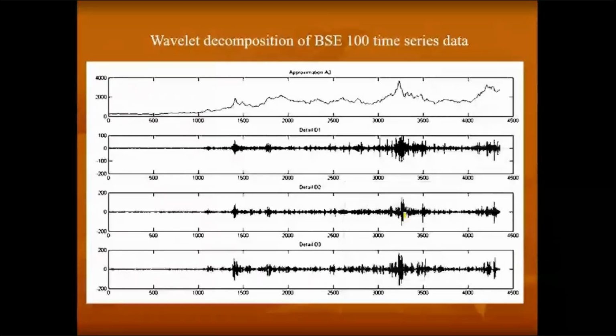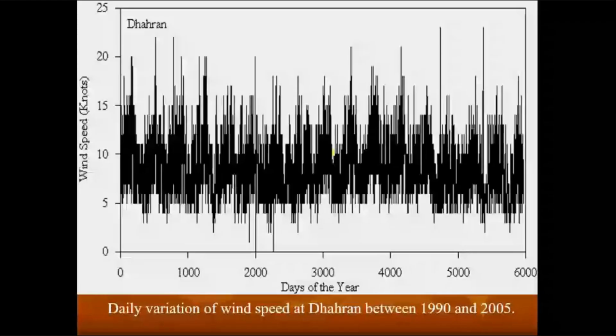Here we can see this original graph when we are applying some techniques, right? We can see the approximation level at A3 here. So we compare from these last three graphs to this. This one is very effective, and we can provide at least some information directly. But here we cannot define. Also, this one is the daily variation of wind speed at Dhahran during 1990 to 2005.